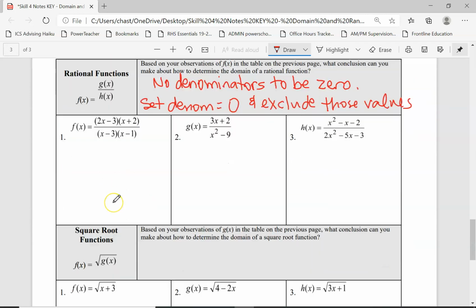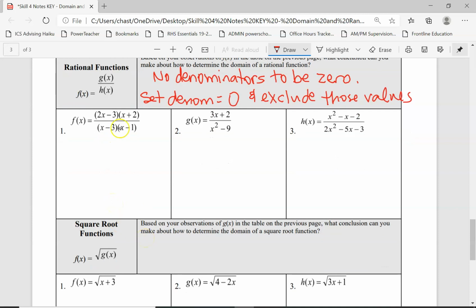Okay, so if I look at the first example here, this is already nice and factored, so we know x cannot equal 3 and x cannot equal 1. When I write my domain, I would go negative infinity to 1. And then from 1 to 3, I would have a domain. And then from 3 to infinity, I would not. That equates to a number line that looks like this. Okay.